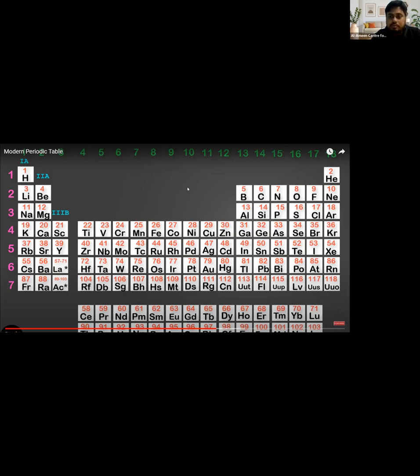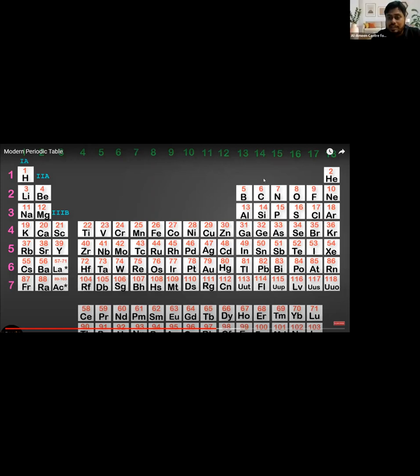Good. So now the next group is group number 2. These are called alkaline earth metals. All the alkaline earth metals we have kept here: beryllium, magnesium. These are also strong metals, but not as strong as the group 1 elements. And then if we move to group number 13, see boron, aluminium, gallium, indium, thallium.